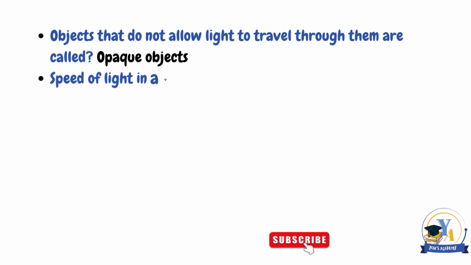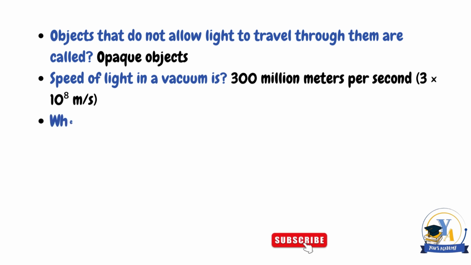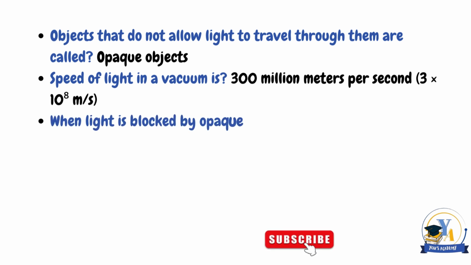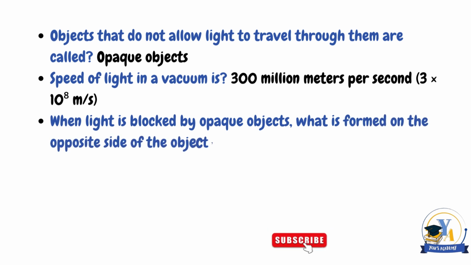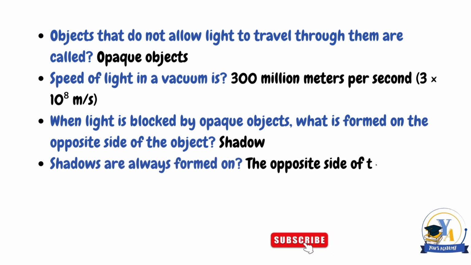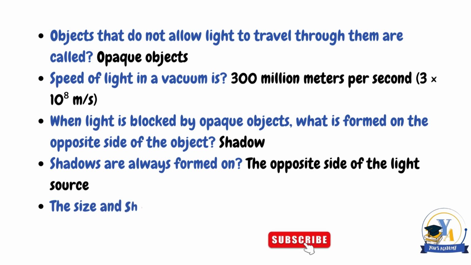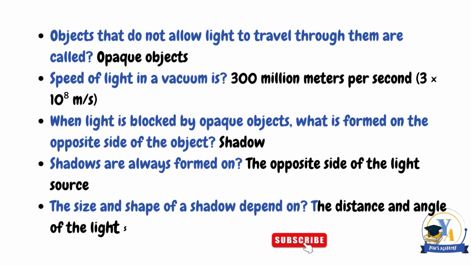Speed of light in a vacuum is 300 million meters per second, 3 times 10 to the power of 8 meters per second. When light is blocked by opaque objects, what is formed on the opposite side of the object? Shadow. Shadows are always formed on the opposite side of the light source. The size and shape of a shadow depend on the distance and angle of the light source.